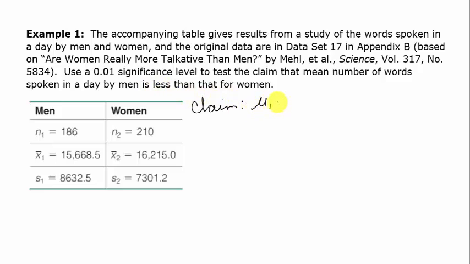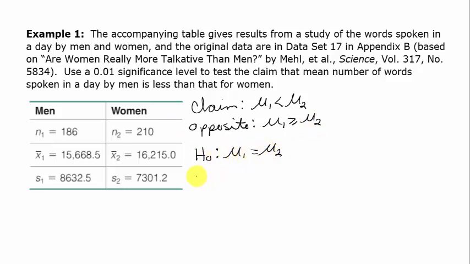So that would be mu sub 1 is less than mu sub 2. The mathematical opposite of less than is greater than or equal to. So mu sub 1 is greater than or equal to mu sub 2. The null hypothesis is always equals, so mu sub 1 equals mu sub 2. The alternative is the claim or the opposite, whichever one does not have the equal sign. So in this case, that'll be our claim. Mu sub 1 is less than mu sub 2.